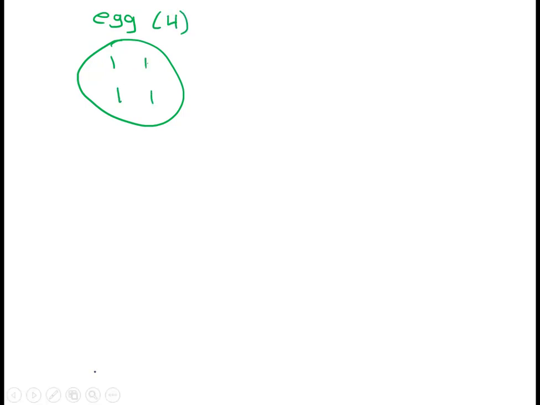Okay, so let's say we have an egg cell. We'll make the egg green here. Remember, egg cells are gametes, so they are going to only have half the number of chromosomes. So for a fruit fly, an egg cell is only going to have 4 chromosomes. Now we'll make our sperm cell purple. Don't forget, sperm cells are also gametes, so they're also going to have 4 chromosomes.